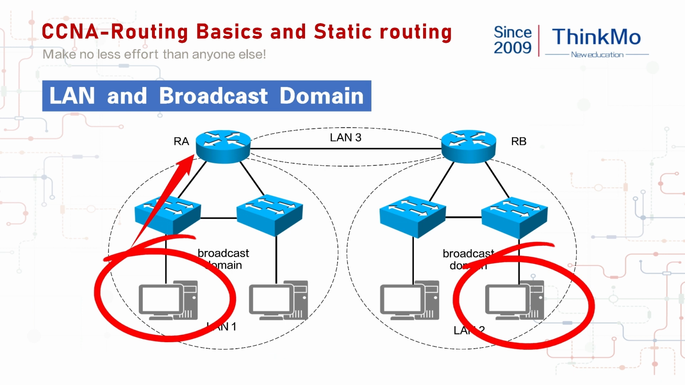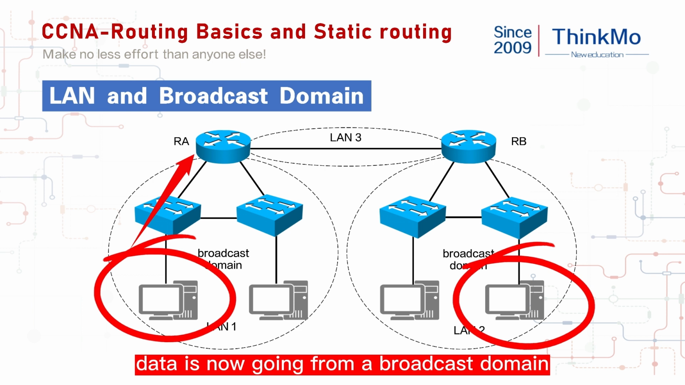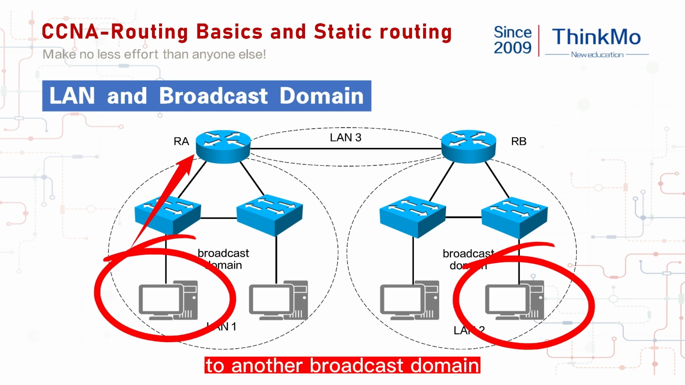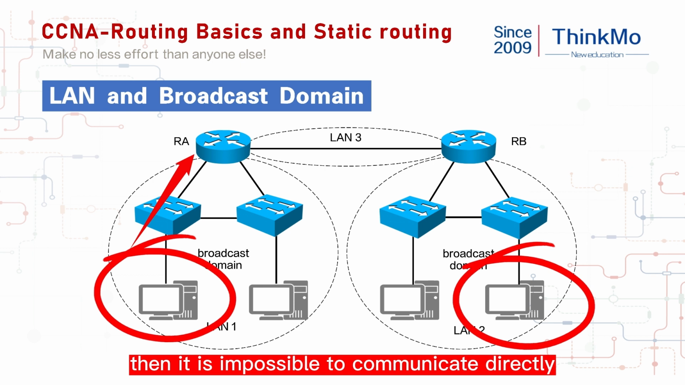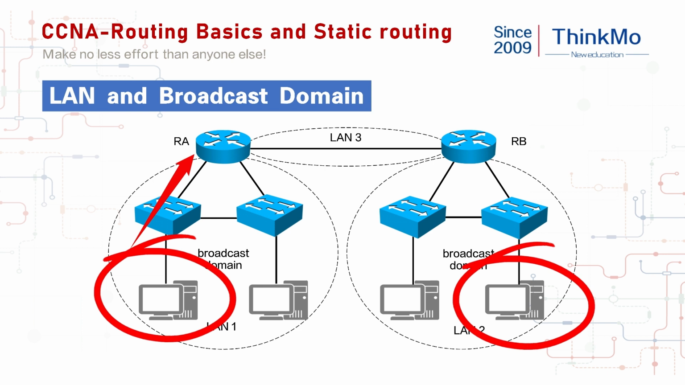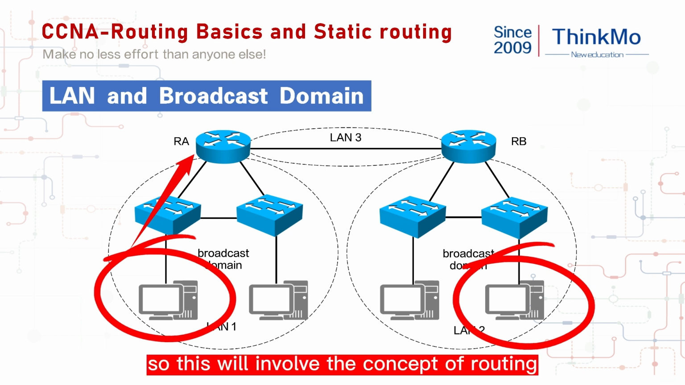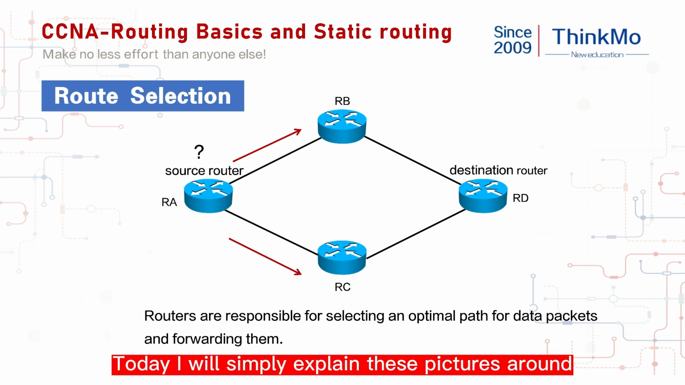This is the same. Data is now going from one broadcast domain to another broadcast domain. Then it is impossible to communicate directly. We must rely on the routing function of the router to help us communicate. So this will involve the concept of routing. Today I will simply explain these pictures around.